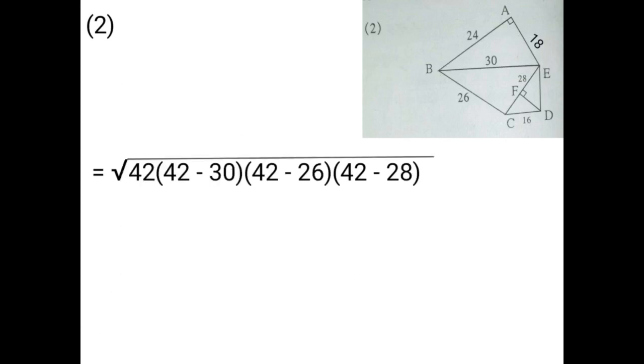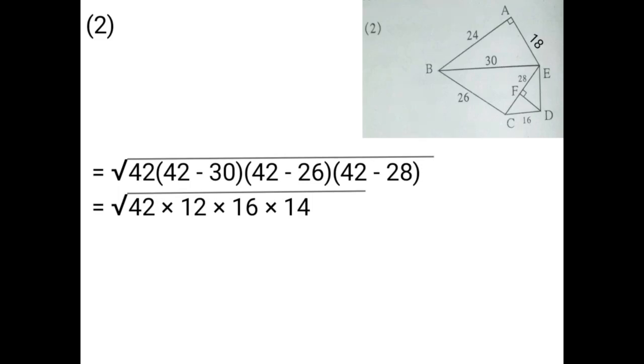That is square root 42 into 42 minus 30, how much? 12. Into 42 minus 26, how much? 16. Into 42 minus 28, how much? 14. Next step, you have to write the factors of 42 into 12 into 16 into 14.